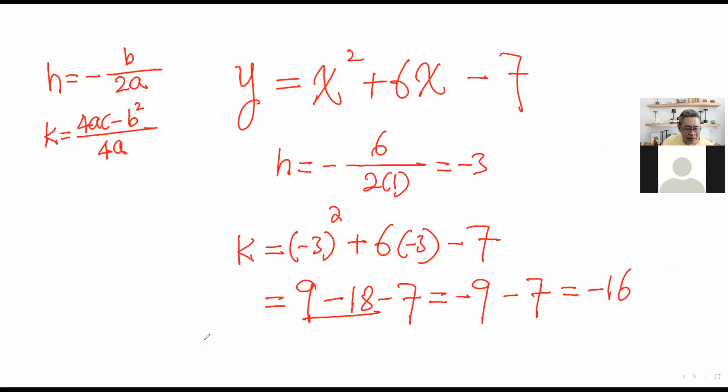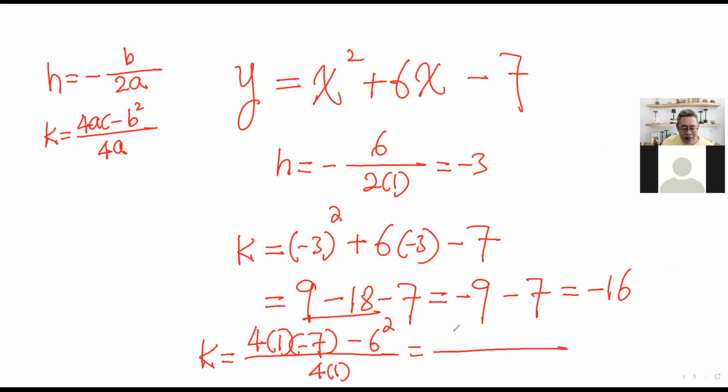And if we want to use the formula, we have 4ac, where a is 1 and c is -7, so we get the negative of 6 squared over 4 times 1. So on the top, what do we have? -28 minus 36 over 4, and we get negative 64 divided by 4. That gives us -16.